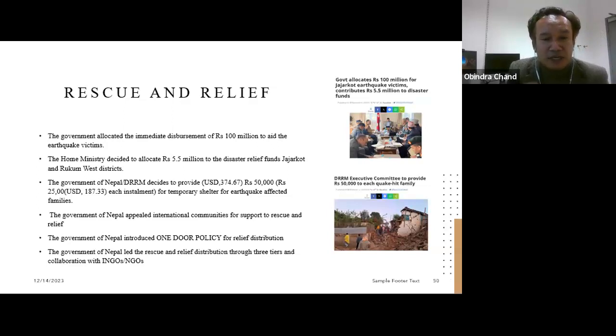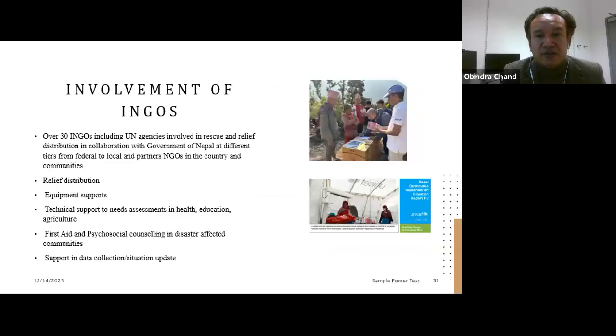At the same time, learning from our previous earthquake which happened in 2015, the government also introduced a one door policy, meaning all relief and rescue efforts should be channelized through the government channel. Our government operates in three different tiers, and the government leads the rescue, relief operations and restructuring after disaster in collaboration with the three different governments within itself and along with other NGOs. Thank you. Next slide, please.